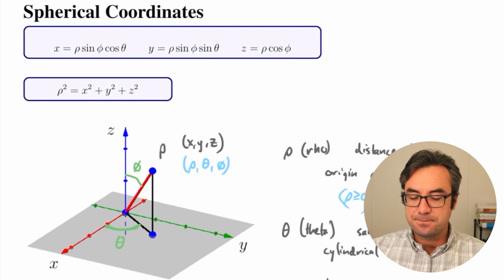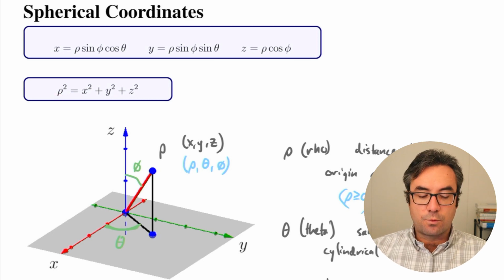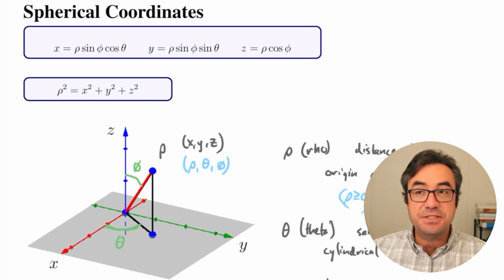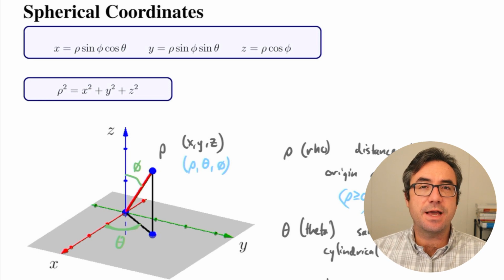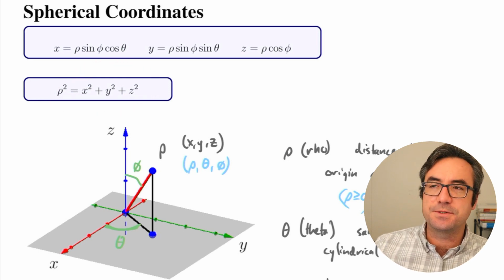And rho is our usual distance here. So in this case, it's just the equation of a sphere. Rho squared is equal to x squared plus y squared plus z squared. And that's why it's called spherical coordinates.